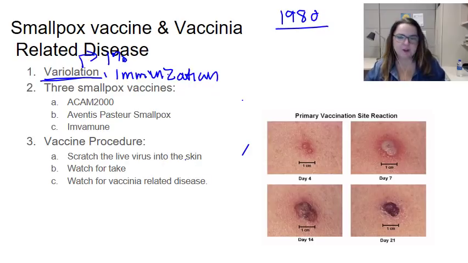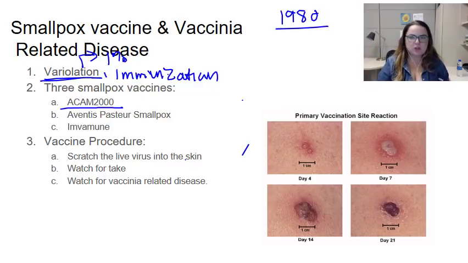So then, thankfully, we moved on to vaccines. The vaccines are basically built on the vaccinia virus. Okay, so we're using the vaccinia virus to create this. The vaccinia virus is actually a hybrid of pox viruses, and there are 3 smallpox vaccines. There's the ACAM2000. This is the only licensed smallpox vaccine in the United States.